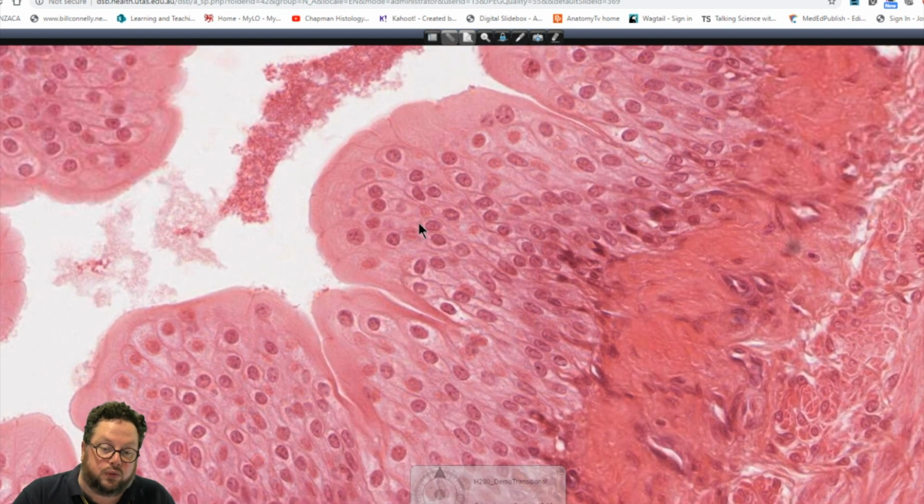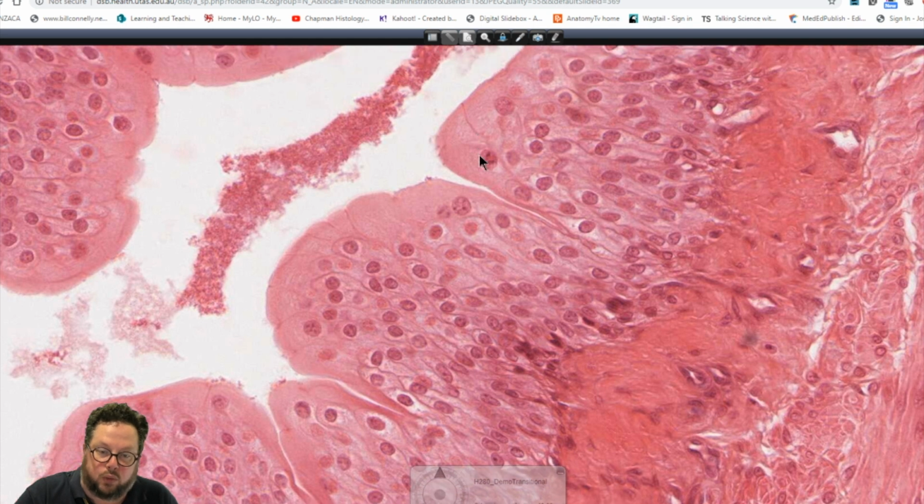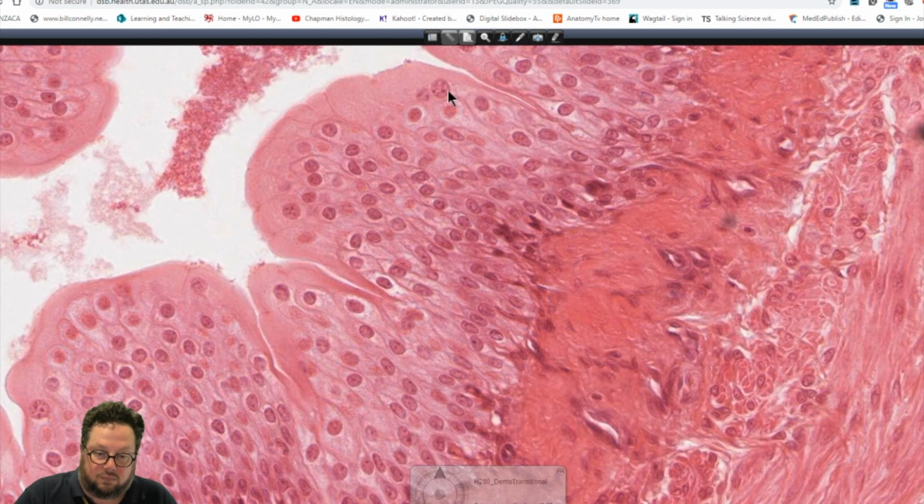You can see some nice examples of it here. It's a stratified epithelium, and the surface cells are quite dome-shaped, and these are known as umbrella cells because they can expand and open up like opening up an umbrella. They have lots of tight junctions between them, which means that this forms a nice waterproof seal.